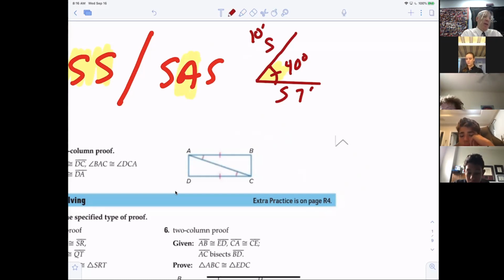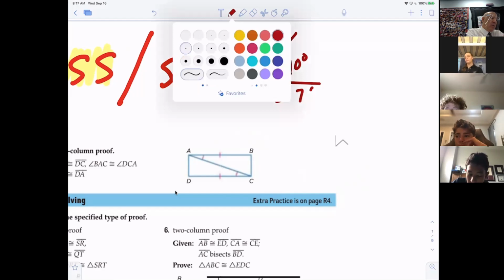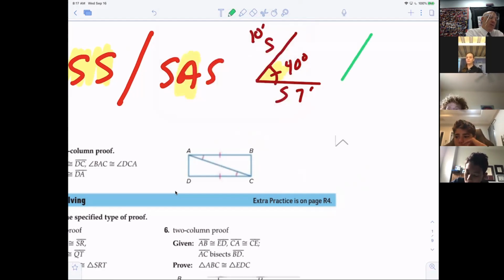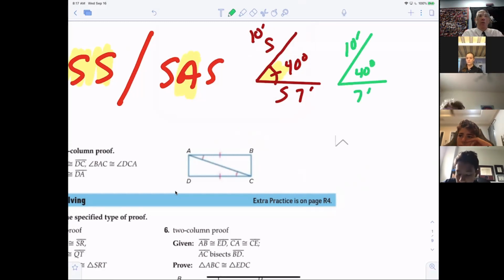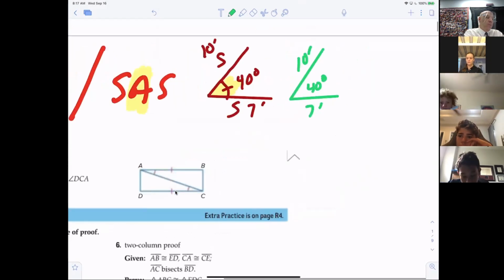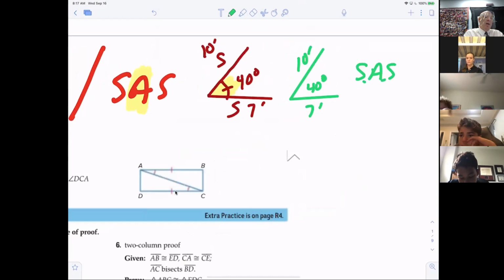There's only one triangle that has a side of 10 inches, an angle of 40 degrees, and a side of 7 inches. So over here, as soon as I draw 10 inches and a 40-degree angle and 7 inches, now these 2 triangles are exactly what? Exactly the same. And how do we know they're the same? Because of side, angle, side.